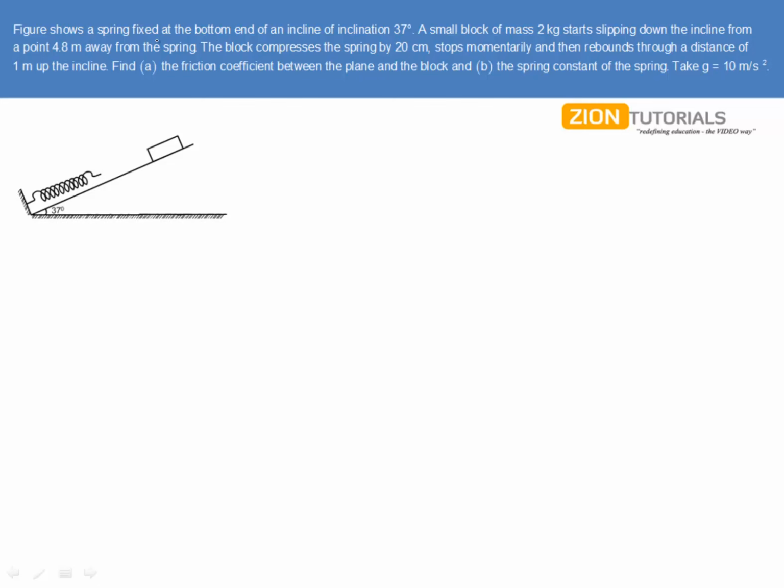As the question says, the figure shows a spring fixed at the bottom end of an incline of inclination 37 degrees. A small block of mass 2 kg starts slipping down the incline from a point 4.8 meters away from the spring. The block compresses the spring by 20 centimeters, stops momentarily, and then rebounds through a distance of 1 meter up the incline. Find the friction coefficient between the plane and the block and the spring constant of the spring.